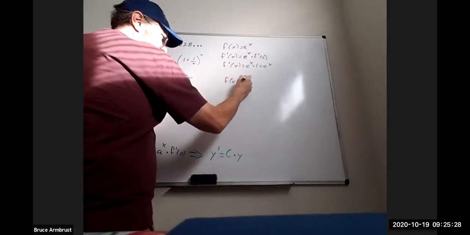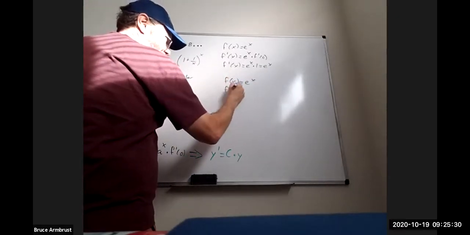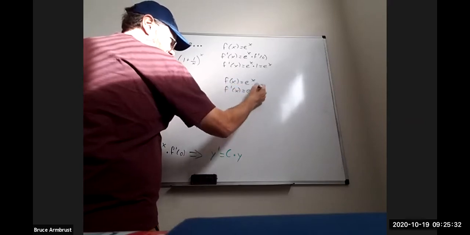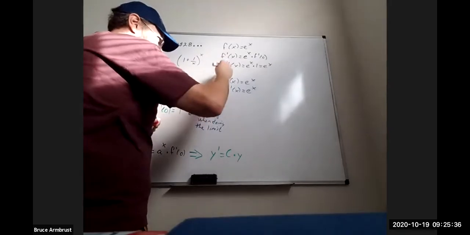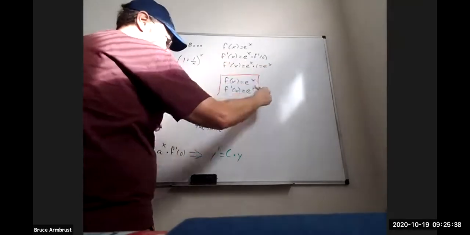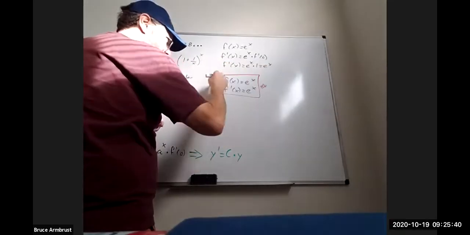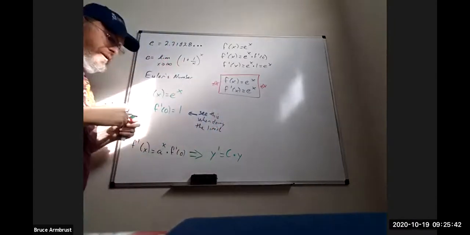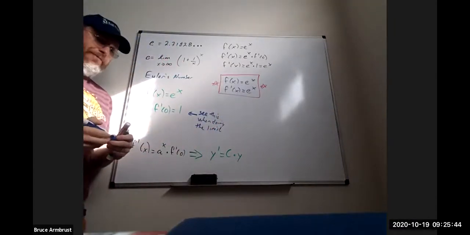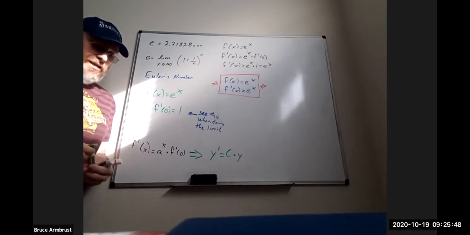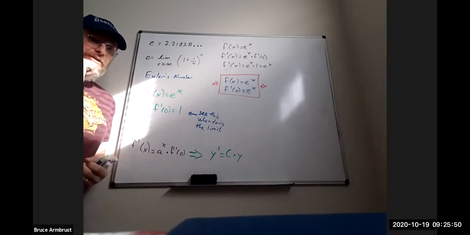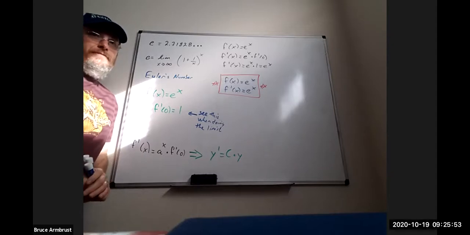F of x is equal to e to the x. F prime is equal to e to the x. I'm just going to put them together, put them in a box. We'll even make that box red. Put a couple stars by it because it's that important. All right, so e to the x is a function whose derivative is itself.